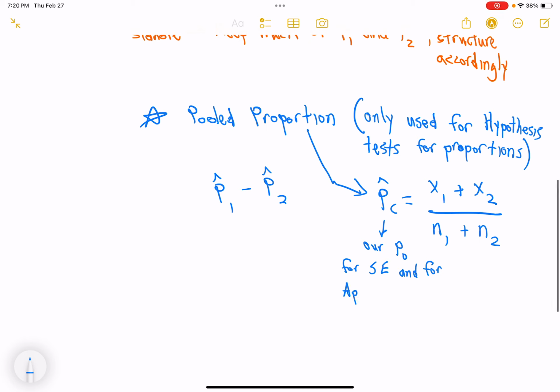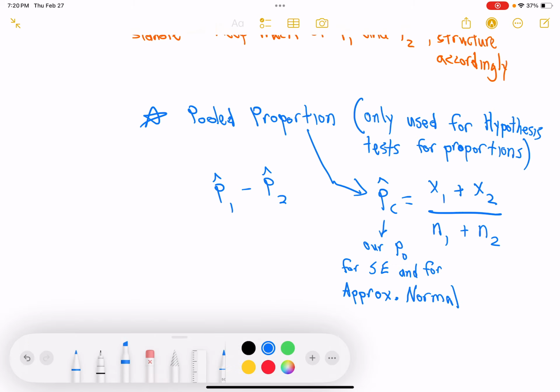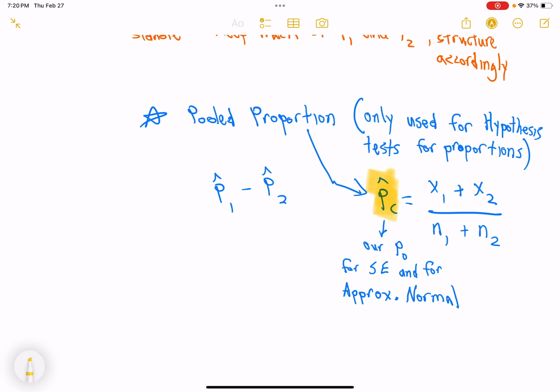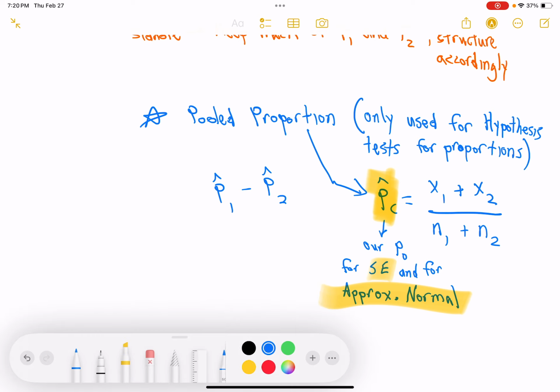and for approximately normal checks. Okay, so the sole two things you will use your combined proportion for are going to be the standard error calculation and the check for approximately normal, okay? And it should make good sense.